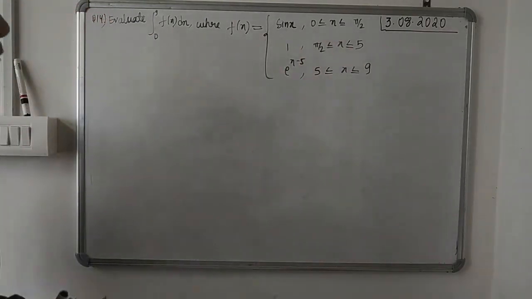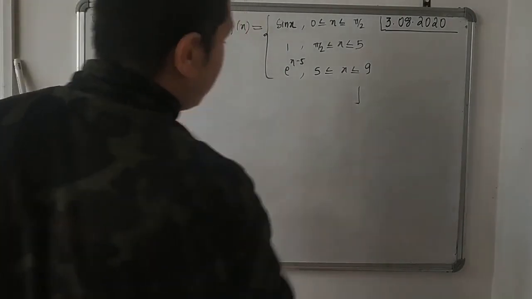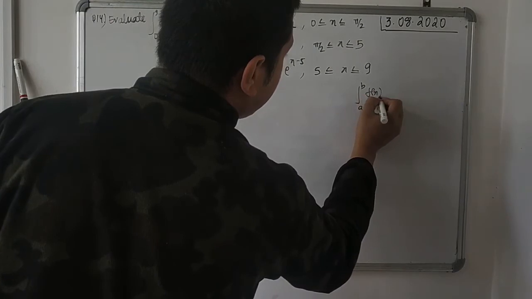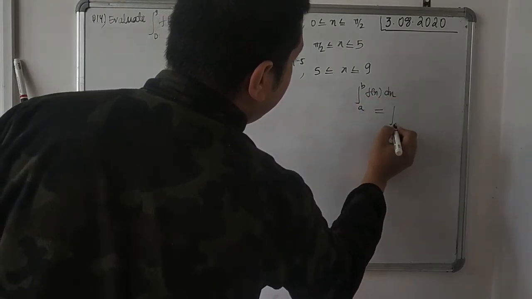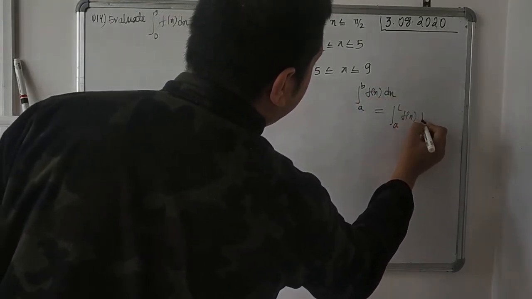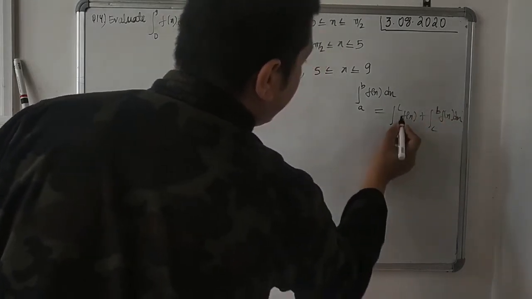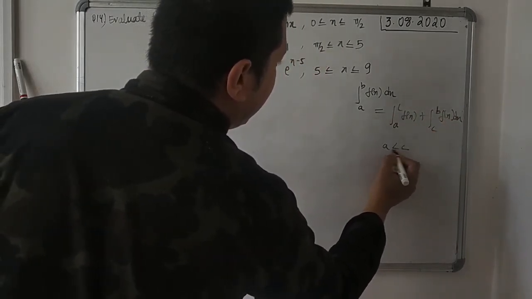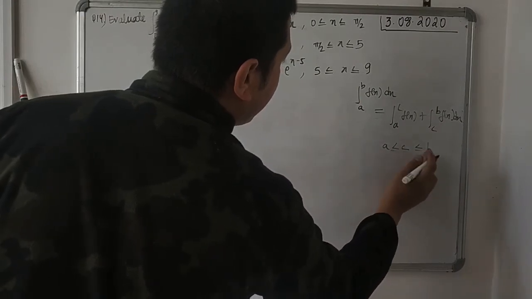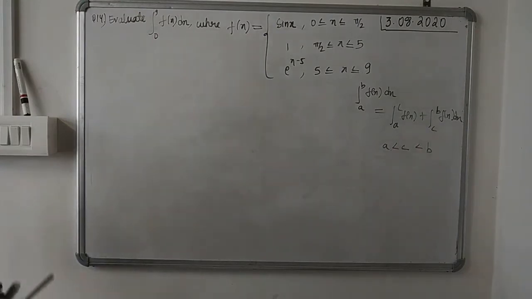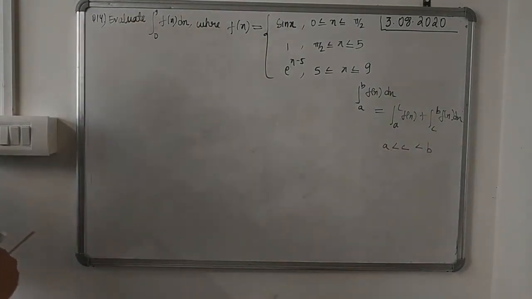Remember, I've given property 3. What was property 2? The integral from a to b of f(x) dx, I can break the limits: a to c of f(x) dx plus c to b of f(x) dx, where c must lie between a and b, isn't it? So this was property number 2, and we are going to use this property number 2 here.